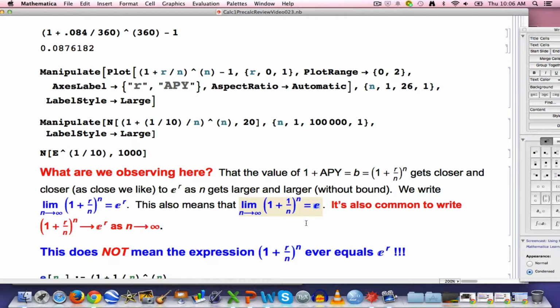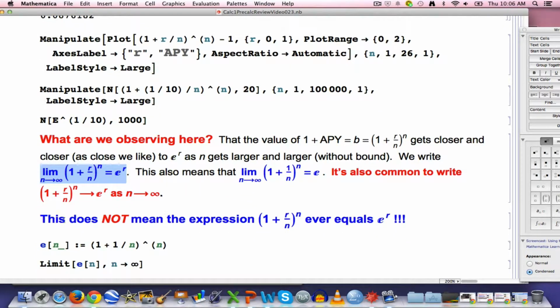In fact, this is sometimes taken to be the definition of the number e, not something you have to prove, but a definition. Though you do have to prove before that definition that this expression has a limit to begin with. It is also common to write this in another way: 1 plus r over n to the n arrow e to the r as n arrow infinity. You don't say arrow though, you say 1 plus r over n to the n power goes to, or approaches, e to the r as n goes to infinity. That's an alternative way to write the exact same equation.